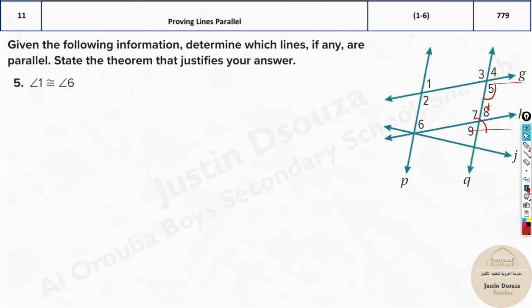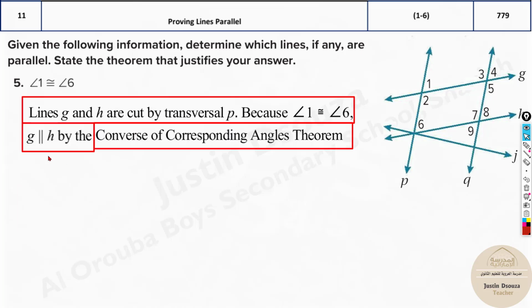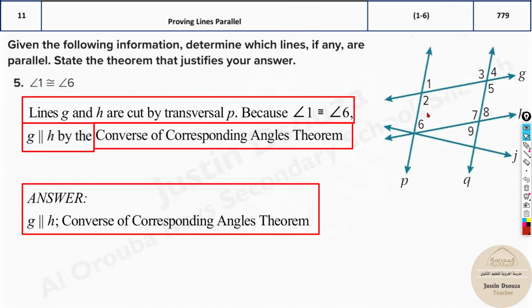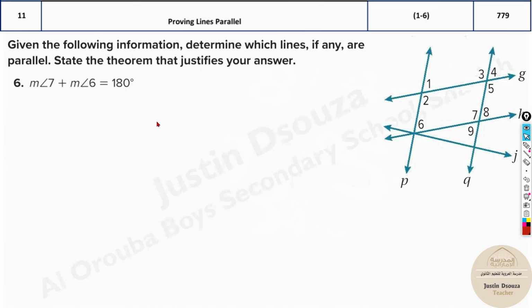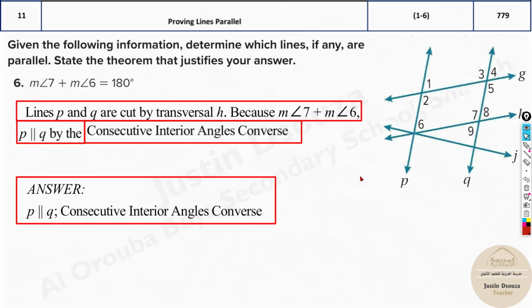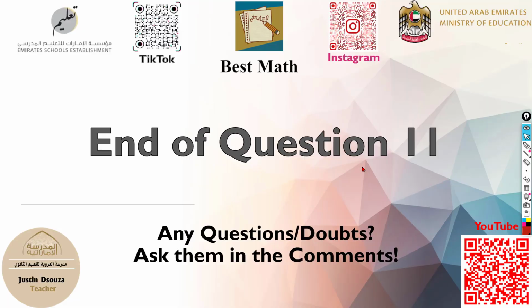Now the figure changes. 1 and 6. Now those are corresponding, right? 1 over here, 6. Which are the two lines? G and H. So G and H over here are parallel, converse of corresponding angles theorem. 7 and 6, these two are consecutive interior angles, but it's P and Q. So that is the answer, consecutive interior angles. And that's the end. Another very simple one.